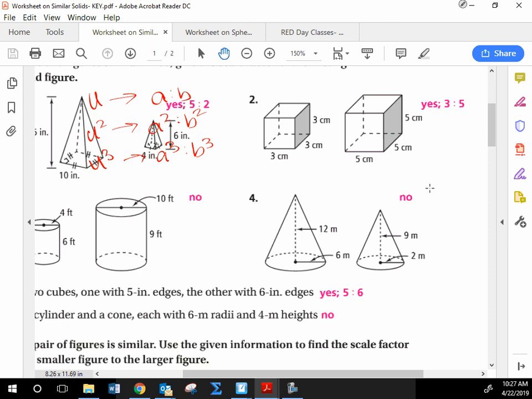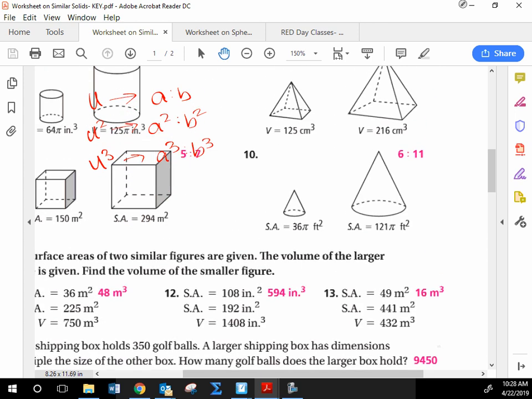And then, can 2 different shapes be similar? No, they have to be the same shape, like the same solid. So back when we were doing 2D, a square and a circle were not similar. And so same with 3D, I cannot say a cone and a prism are similar, because they're 2 different things.